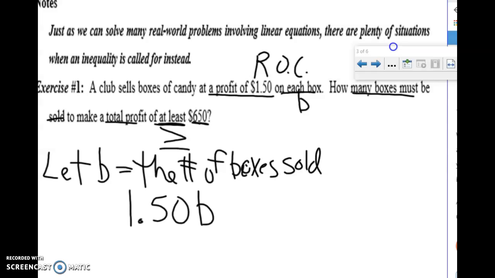$1.50 per box. And that's a rate. And a rate will increase or decrease depending on how many boxes we have. So one box, $1.50, two boxes, $3, three boxes, $4.50. We're just multiplying those together as a rate, okay? And then at least $650 is what we want to make. So greater than or equal to $650. And there you have it. You have just written an inequality from a sentence. Pretty straightforward, exactly what we talked about a few lessons ago.